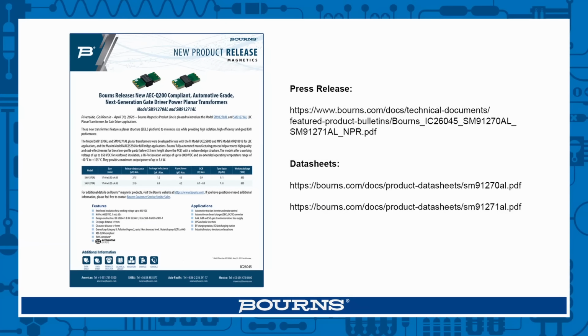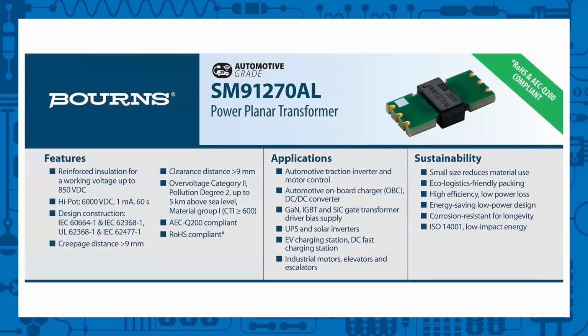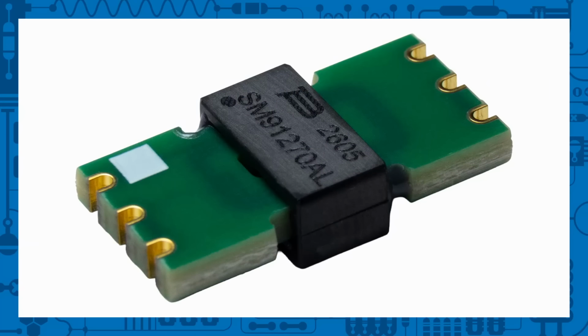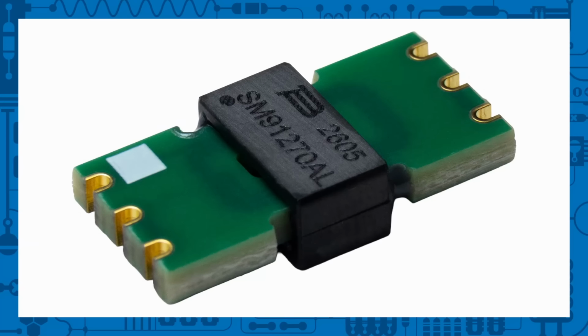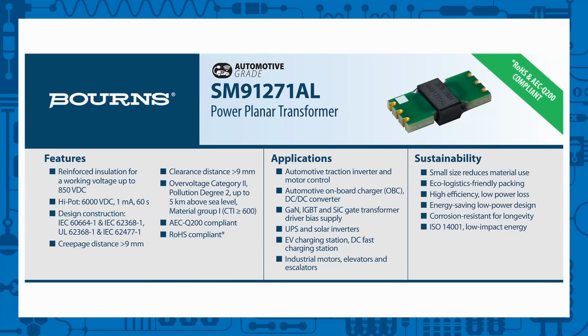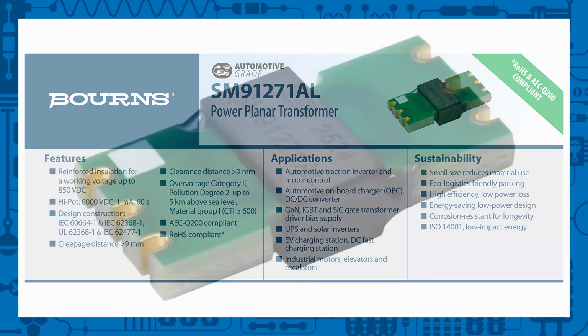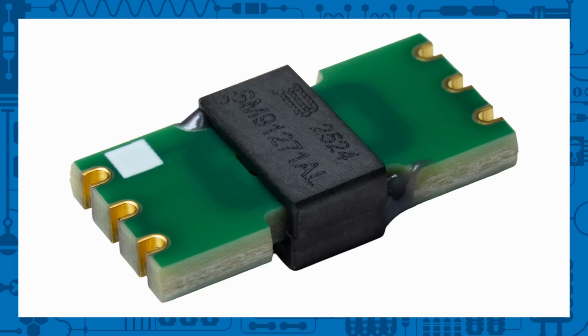Yes, so Bourns have released now a miniature series of planar transformers, ideally suited for the UCC 2580. It's called the SM9127X series. It's a series of miniature planar transformers with a profile height of only 6 millimeters.